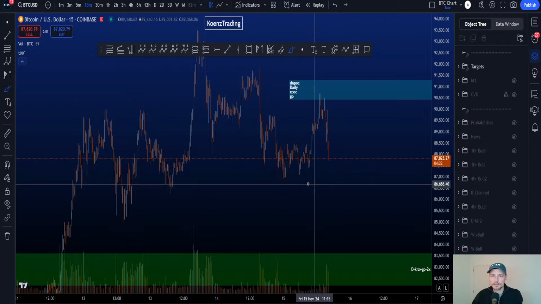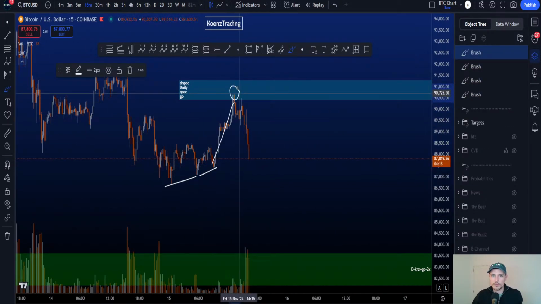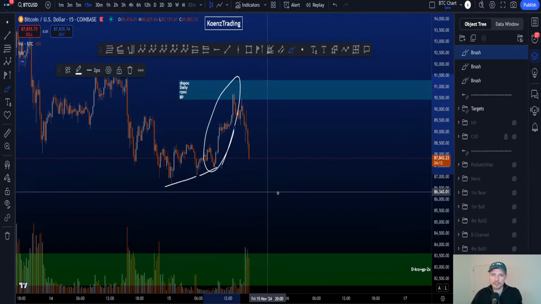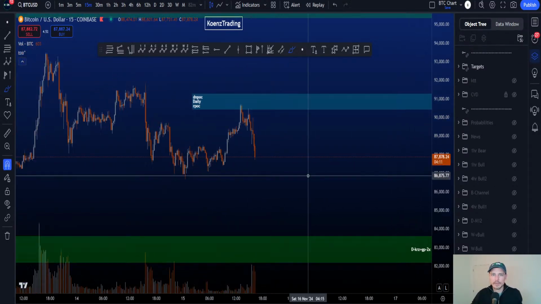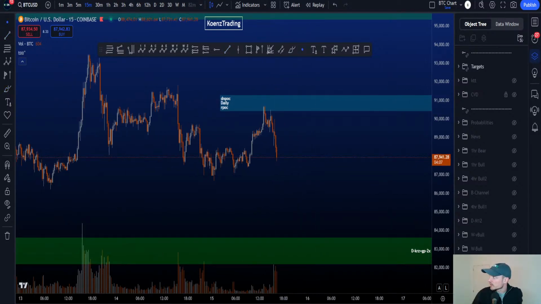Hit support, bullish CVD, boom, resistance, right? This is, in this case, that's your opportunity, no? And yeah, I mean, now we hit resistance, so keep things simple. So very nice, very nice.